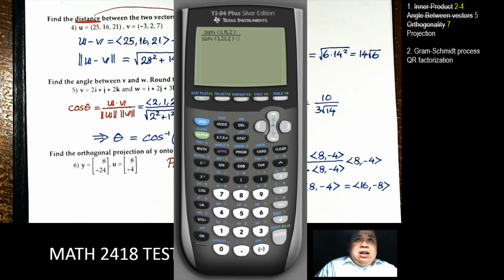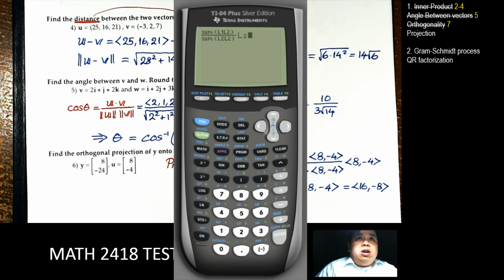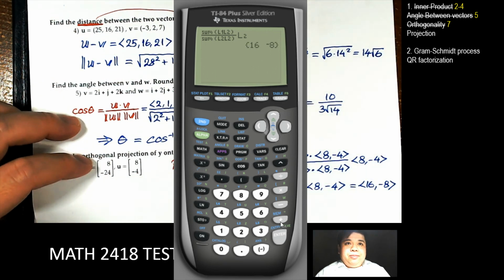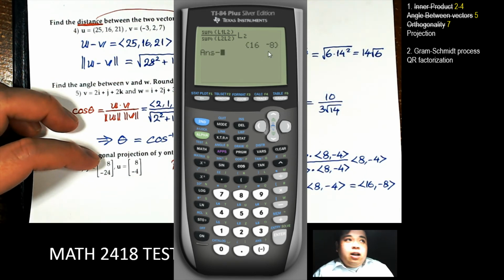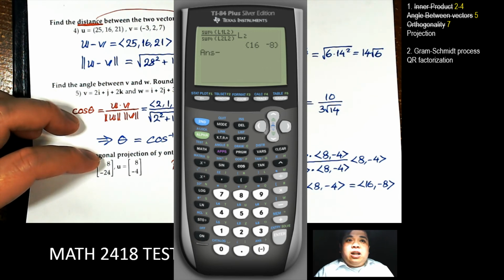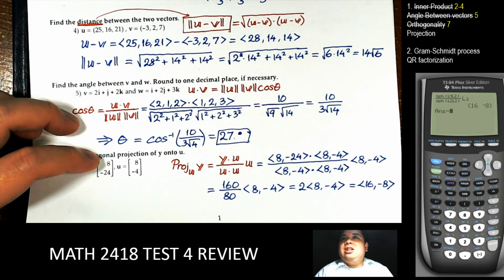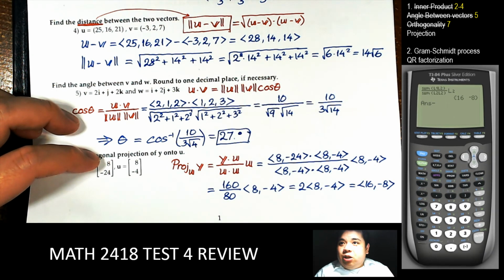Right, and then, sorry, over here, and then we multiplied L2. So remember, the dot product is the sum of the product of two lists or two vectors. Hit enter: 16 and negative 8. Right. I didn't show you this in class because we need to know how to do that by hand first. The calculator is just to check our answer.